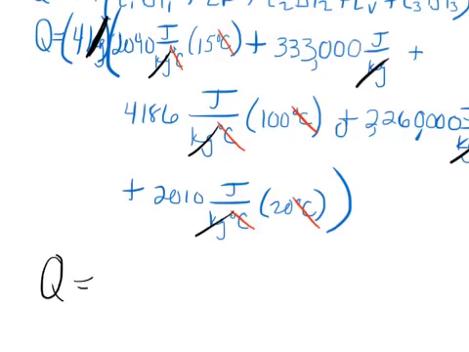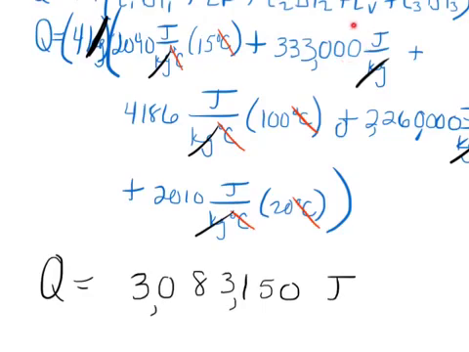So for this value, we end up getting a total of 3,083,150 joules. And I don't know if anybody knows, but this 0 seems to disappear. There was a 0 here. Just correct that if not.